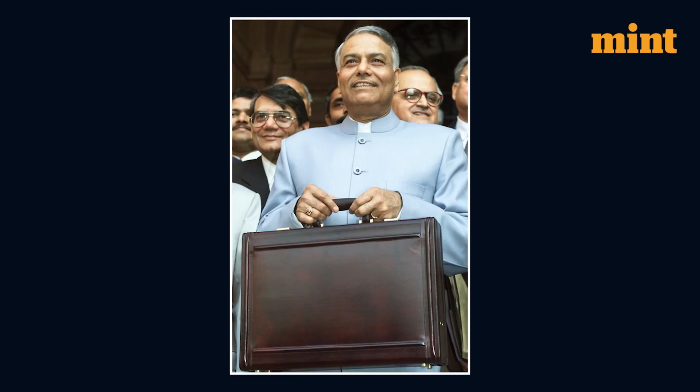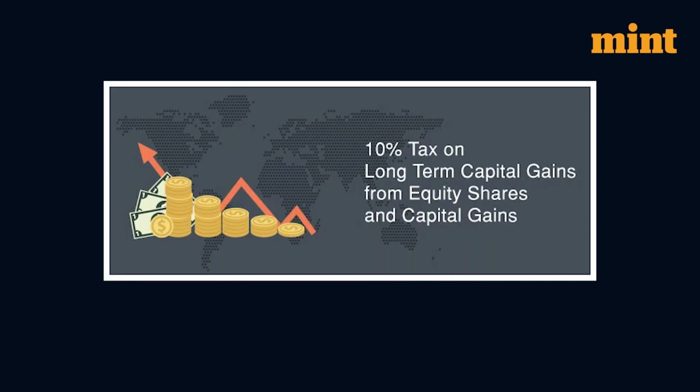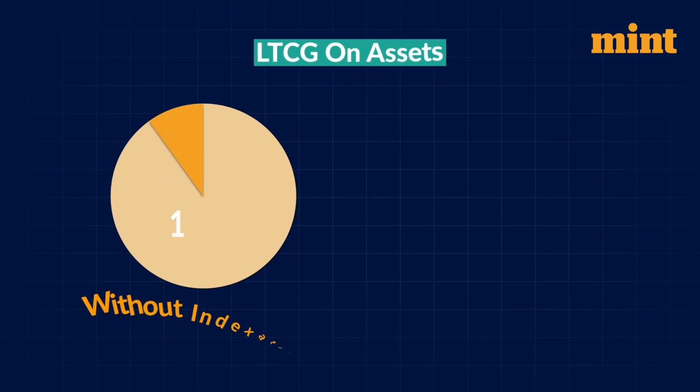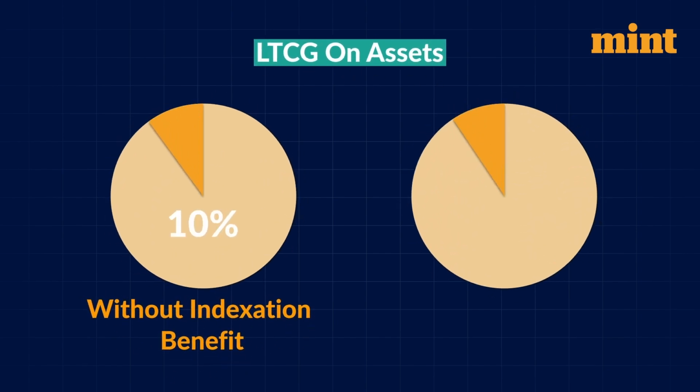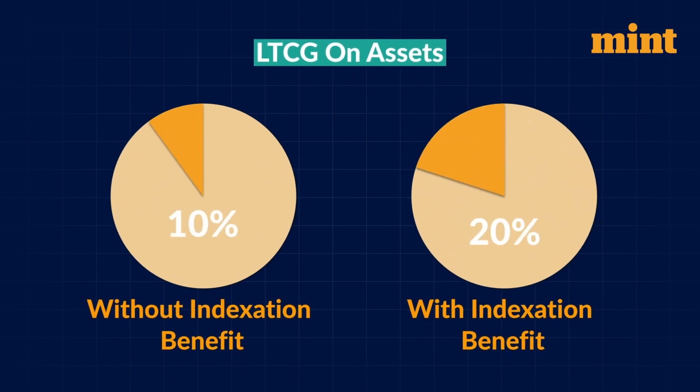Later, in 1999, former Finance Minister Yashwant Sinha set a 10% maximum tax on long-term capital gains for equities. As a result, a taxpayer had the option of paying 10% without the benefit of indexation or 20% with indexation for long-term capital gains on assets.